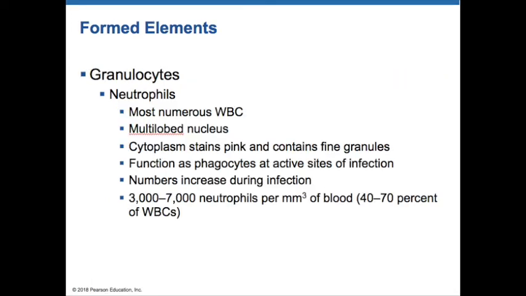So let's go ahead and start with the neutrophils. And again, remember, these neutrophils are going to be the most abundant white blood cell that we're going to find compared to the other types of white blood cells. Now, if we go into the normal values or normal ranges of neutrophils, you're going to find anywhere between 3,000 and 7,000 neutrophils per cubic millimeter of blood. Again, these are normal ranges.